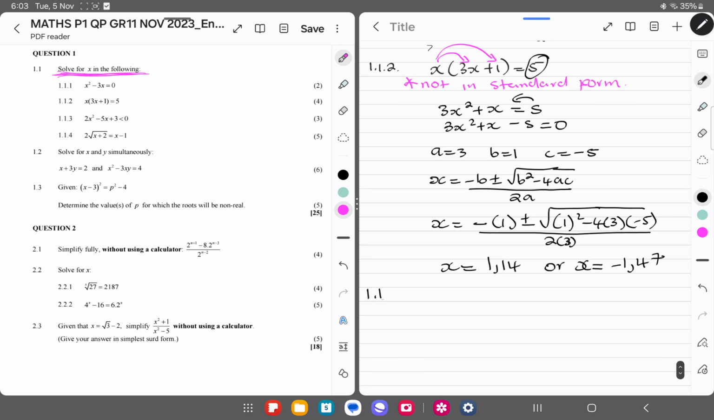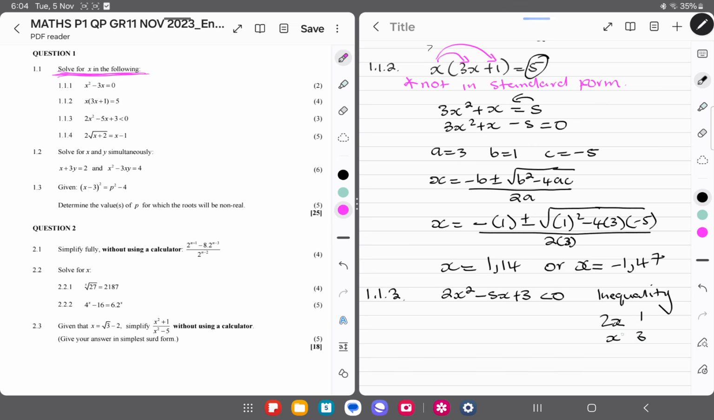Next question is 1.1.3. I'm having 2x squared minus 5x plus 3 is less than 0. So this is an inequality. So I need critical points. We're not solving for x, we need critical points. So this one I don't need to use my quadratic. I can just go and use the factors, but if you want, you can go and use the quadratic formula again. But this is 2x, x.